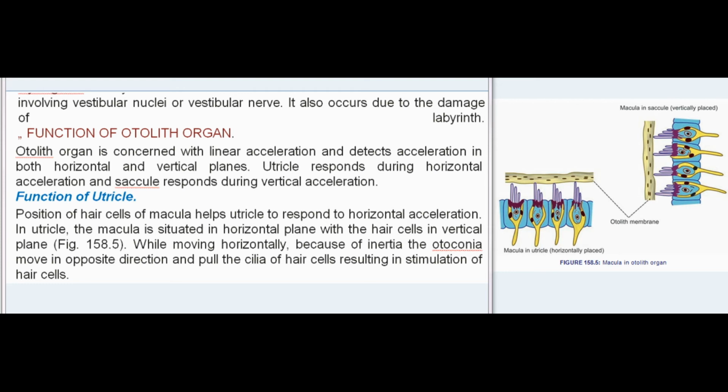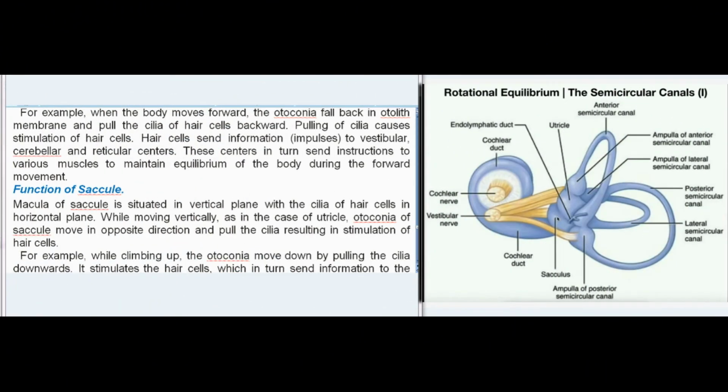Function of utricle. Position of hair cells of macula helps utricle to respond to horizontal acceleration. In utricle, the macula is situated in horizontal plane with the hair cells in vertical plane, Fig. 158.5. While moving horizontally, because of inertia, the otoconia move in opposite direction and pull the cilia of hair cells, resulting in stimulation of hair cells. For example, when the body moves forward, the otoconia fall back in otolith membrane and pull the cilia of hair cells backward. Pulling of cilia causes stimulation of hair cells.